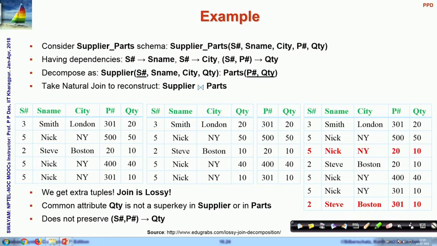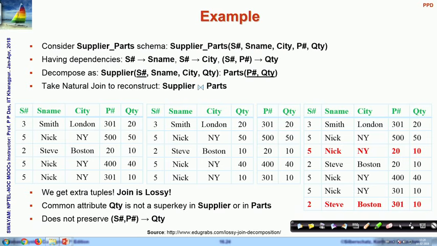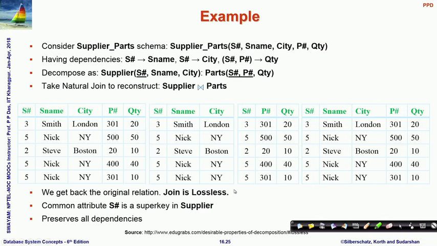Now, we saw a case where the decomposition that we did and the subsequent join that we performed did not prove to be a lossless join, we lost information. So, let us take a look at whether we can actually do a decomposition which will be lossless, where we will not lose information.